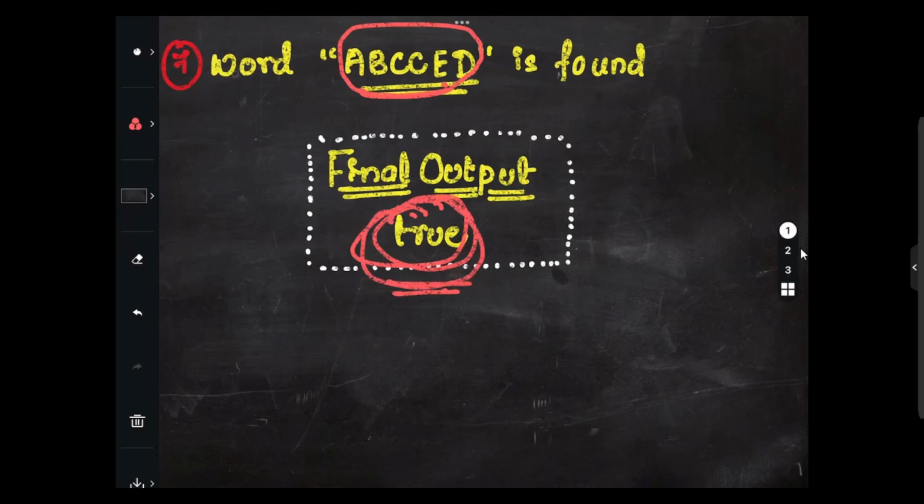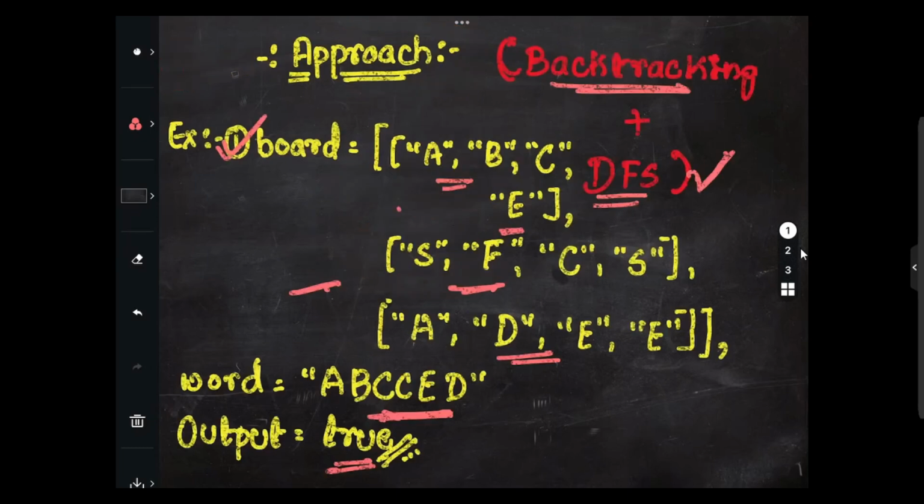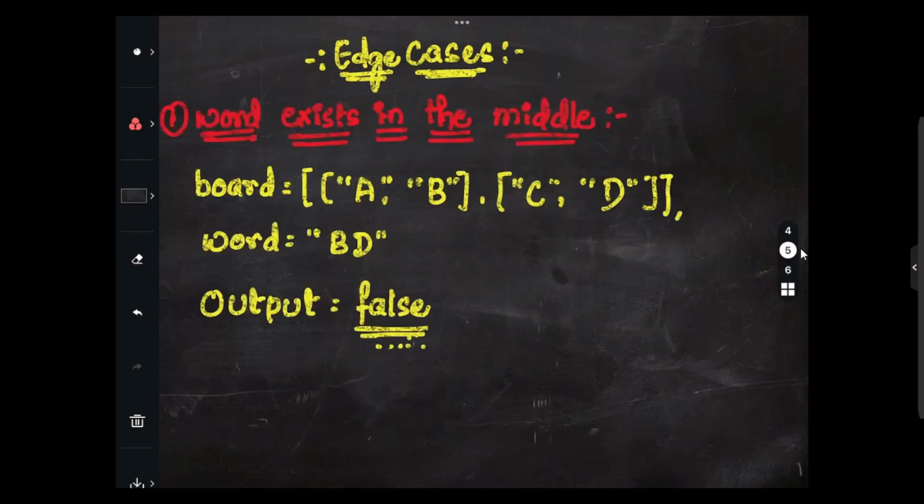So the output that we got is true, and the output that they have given for the first example is also true. So this approach works absolutely correct in this case. The output that we got is equivalent to the output that they have given for the first question, right? So the approach works absolutely correct in this case. So as we are familiar with the approach, now let's quickly discuss the edge cases one by one.